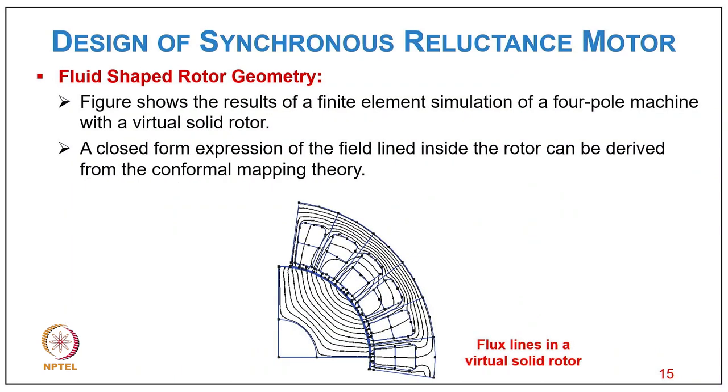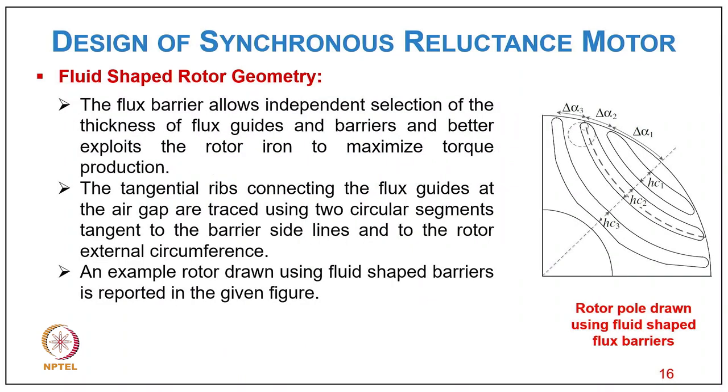rotor barrier. And coming now to the fluid shaped rotor geometry, the figure shows the result of finite element simulation of a 4-pole machine with a virtual fluid rotor. A closed form expression of the field lines inside the rotor can be derived from the conformal mapping theory, like the flux lines in the virtual fluid rotor. In this fluid shaped rotor geometry, the flux barrier allows independent selection of the thickness of the flux guide and the barriers, and better exploits the rotor iron to maximize the torque production.